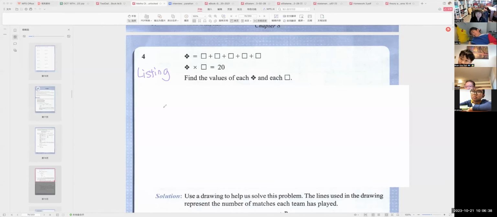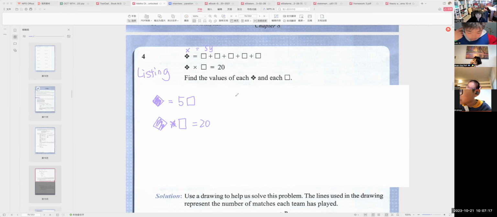Okay, so let's take a look at this one. We have a black square equals 1, 2, 3, 4, 5 white ones. So if you want to use algebra, this is actually x equals 5y. Correct, everybody? But some people say, I don't like algebra, that's fine. You can just do the black one, which is purple right now for me, equals 5 white ones. Or we say diamond shape. So we know the diamond times square, not plus, times square equals 20.